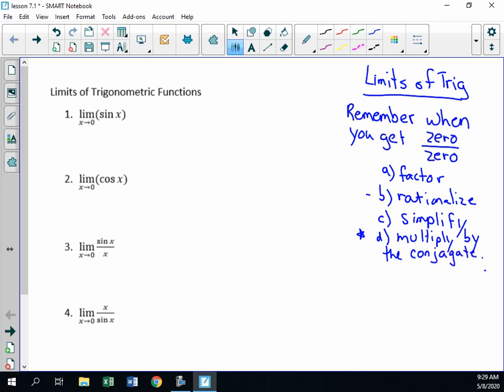And if you remember what the conjugate is, it's if you had something like x plus 1, you would use x minus 1. So something with a different sign. When we do that, we're creating a difference of squares. So what you need to keep in mind is just keep trying. So we're going to do our trig limit.